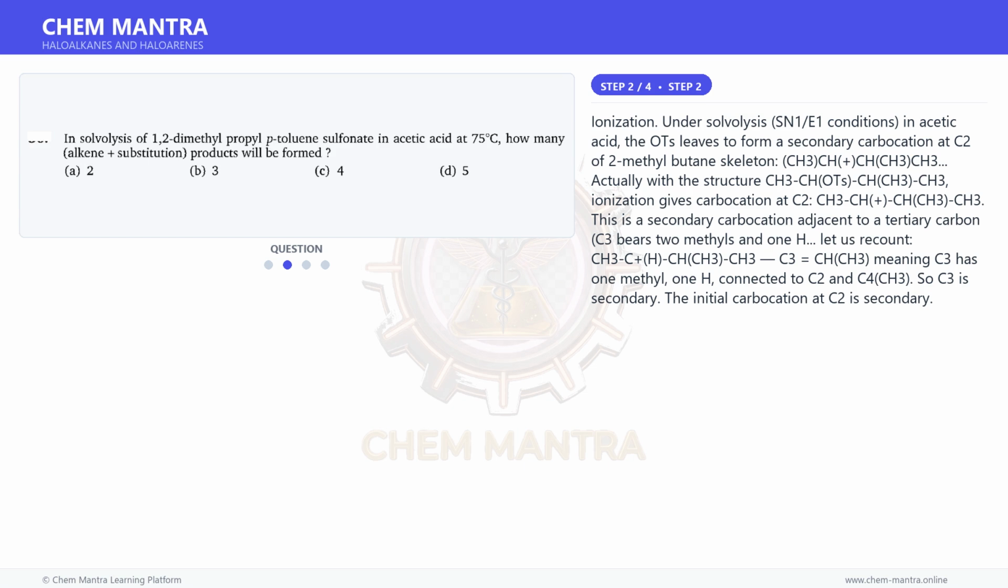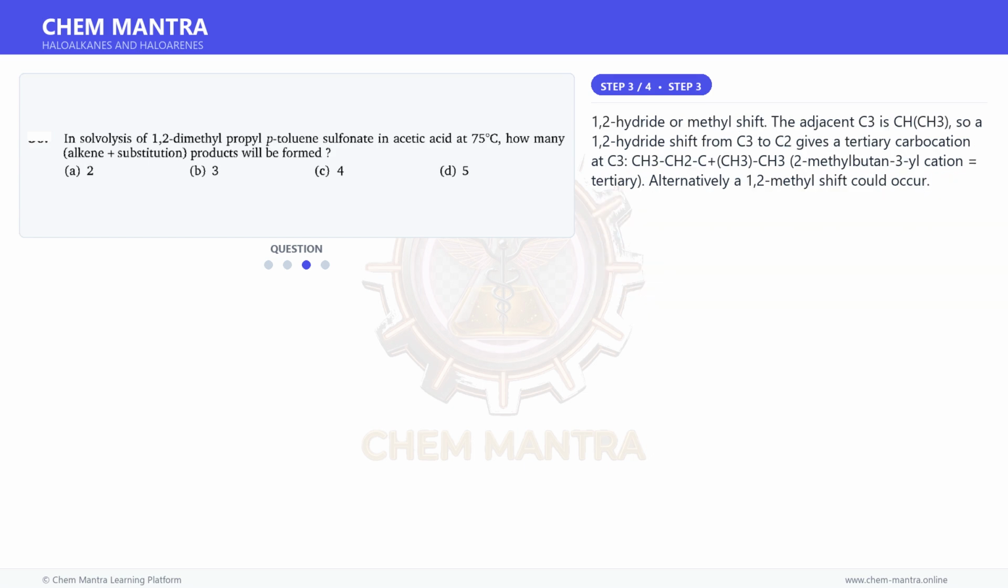C3 bears 2 methyls and 1 H. Let us recount: CH3, C+, H, CH, CH3, CH3. C3 is CH(CH3), meaning C3 has 1 methyl, 1 H, connected to C2 and C4, CH3. So C3 is secondary. The initial carbocation at C2 is secondary. Moving on to the next step.